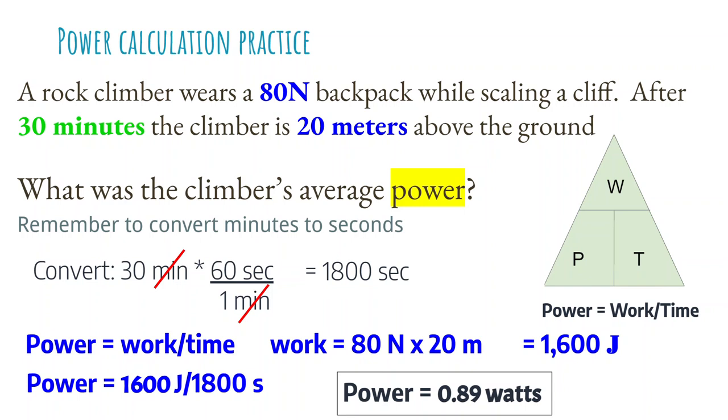And I have figured out the power required for that rock climber to climb for 30 minutes up 20 meters with a backpack that has a weight or force of 80 newtons. You can come back to this video at any time if you want to try to get a reminder about converting minutes to seconds, or just refresh your memory about how to find power. Power equals work divided by time.